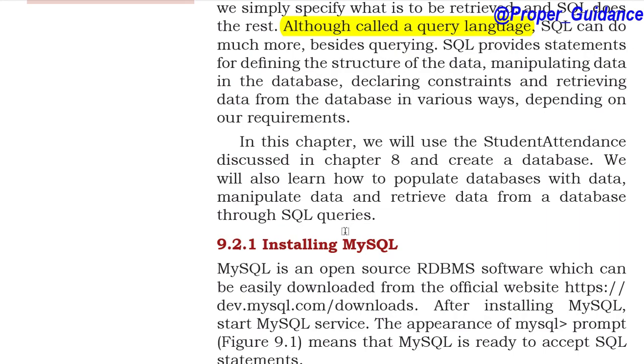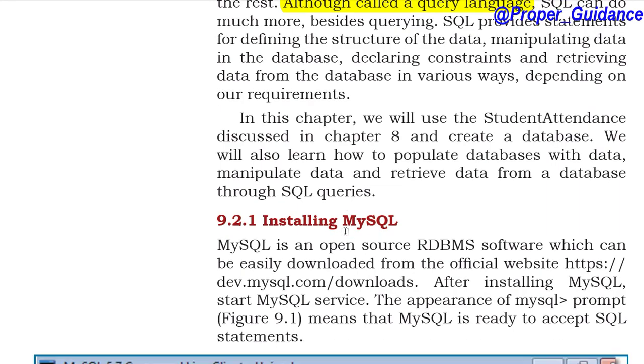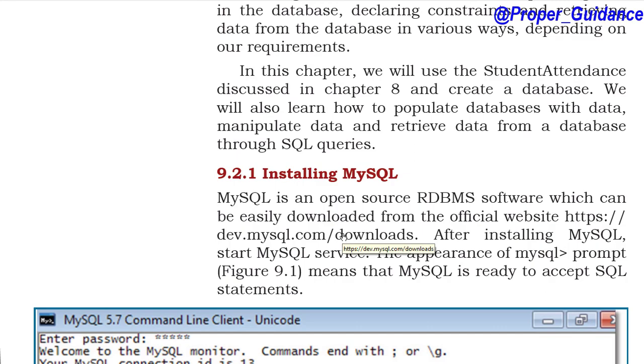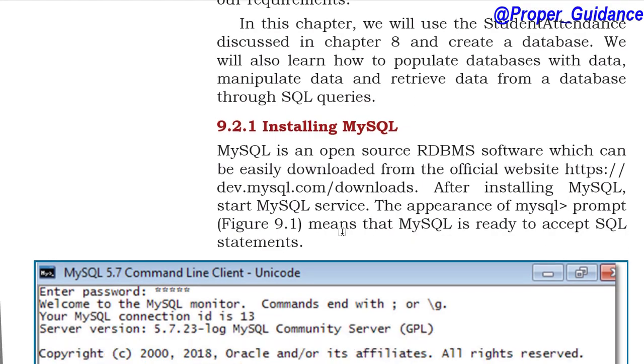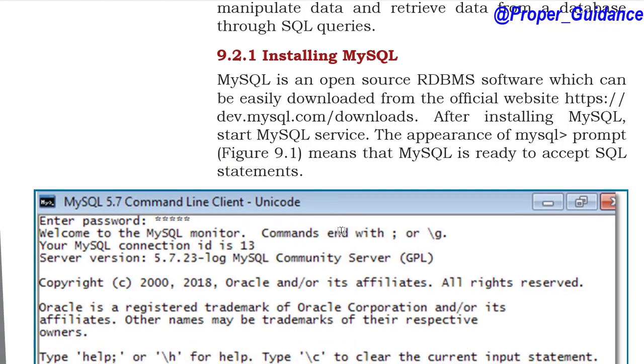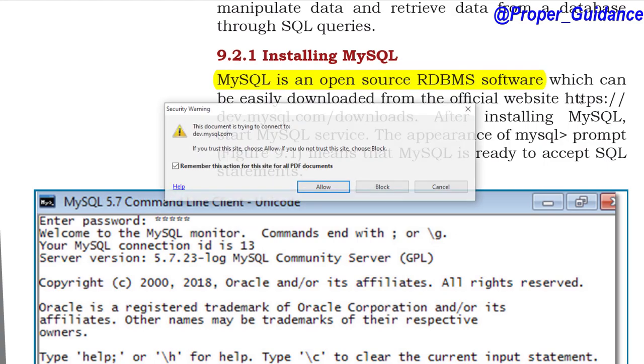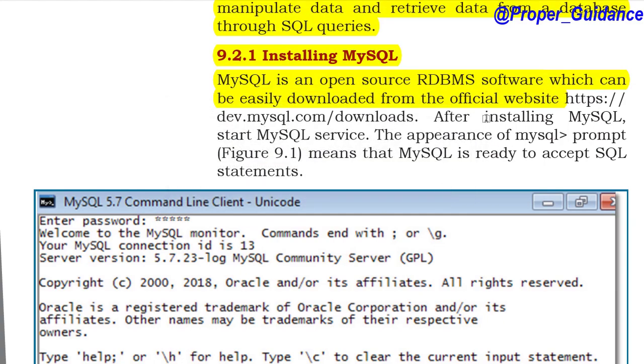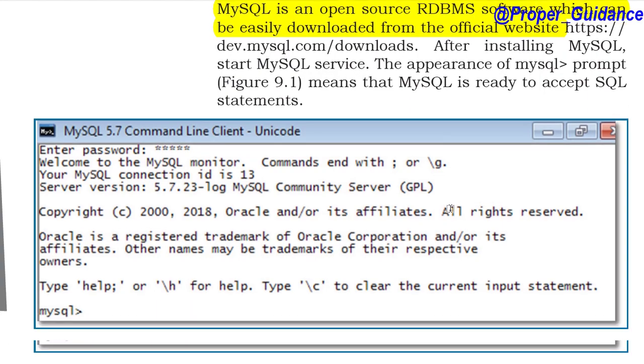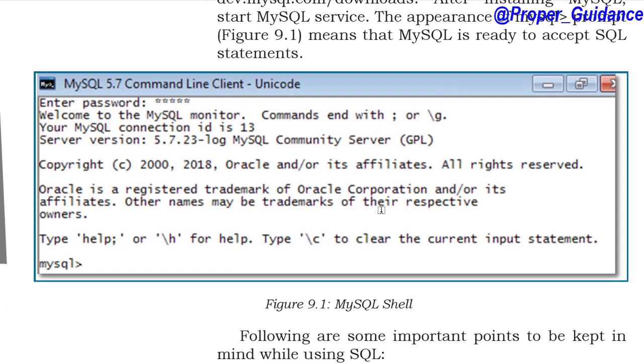In this chapter, we will use the student attendance database discussed in chapter number 8 and create a database. We will also learn how to populate databases with data, manipulate data, and retrieve data from a database through SQL queries. Installing MySQL. How to install MySQL? MySQL is an open source RDBMS software which can be easily downloaded from the official website. Start the MySQL service. The MySQL prompt will appear, ready to accept SQL statements.